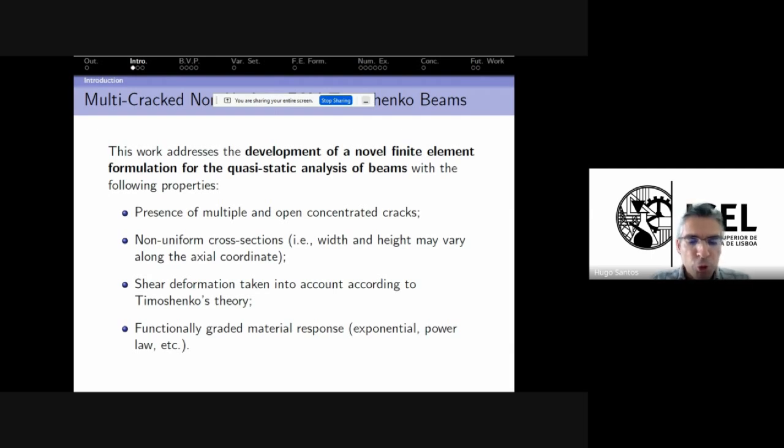The formulation that I'm going to present was conceived for the analysis of beams with the following properties. The beams have a single or multiple open concentrated cracks. The beams have non-uniform cross sections, which means that the width and height of the cross sections may vary along the axial coordinate. The shear deformation of the beams is taken into account according to the standard Timoshenko's beam theory, and a functionally graded material response is considered.